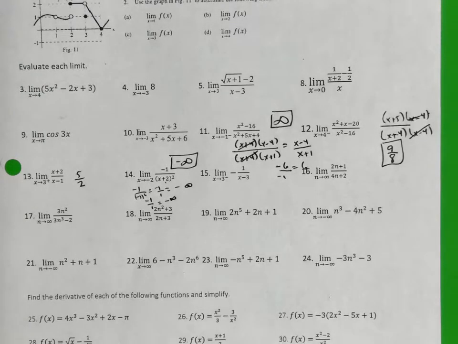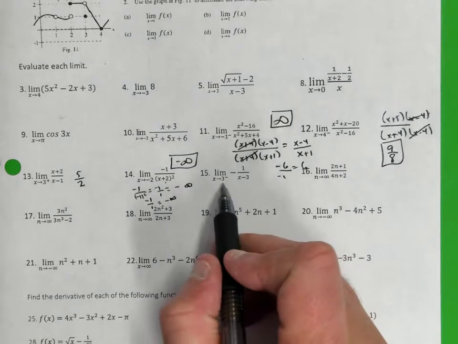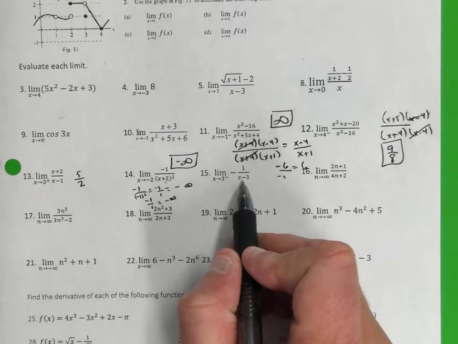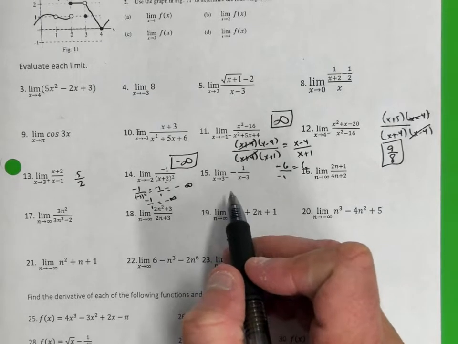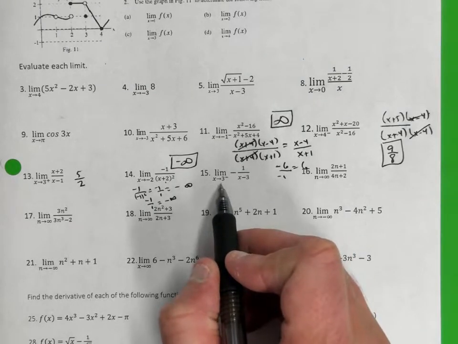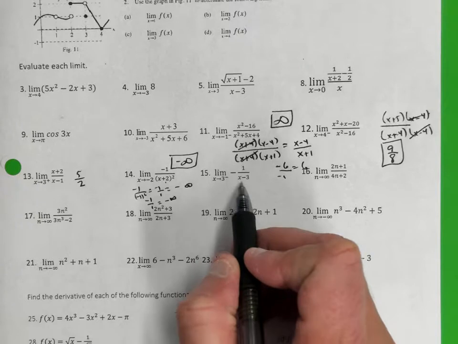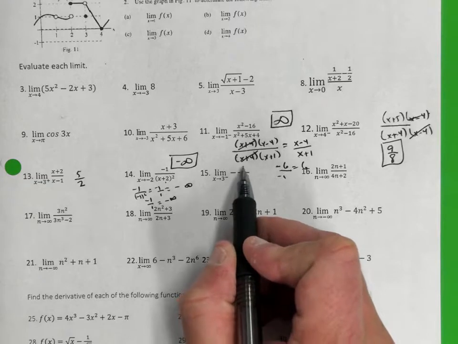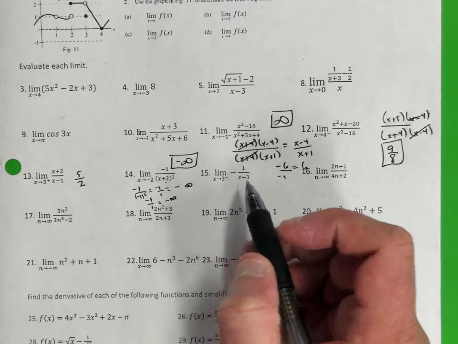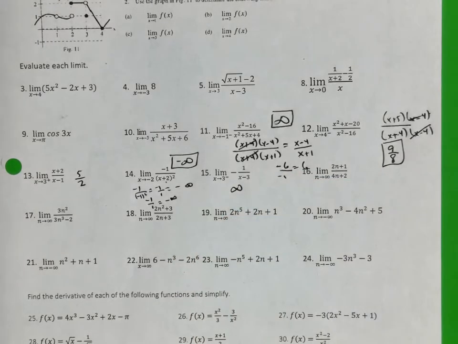Alright, number 15. I plug 3 in. I get 0 in the denominator. Can't have that. I can't do any of my toolkit strategies. So I'm going to pick a number to the left of 3, which is 2. 2 minus 3 is -1. So negative 1 divided by negative 1 gives you a positive. So that means positive infinity.